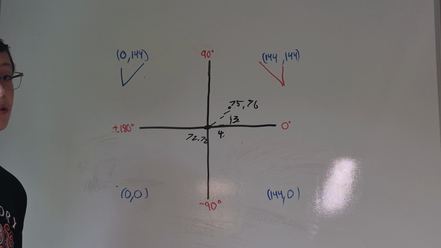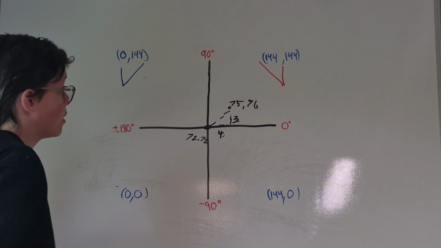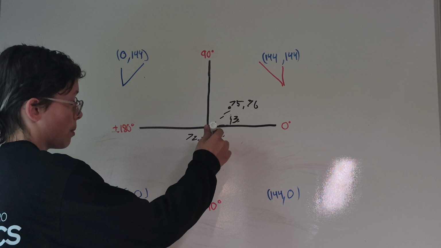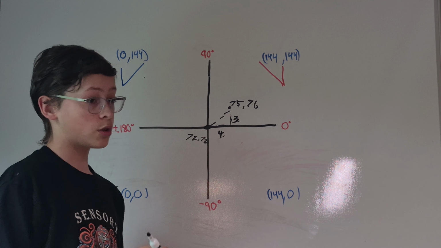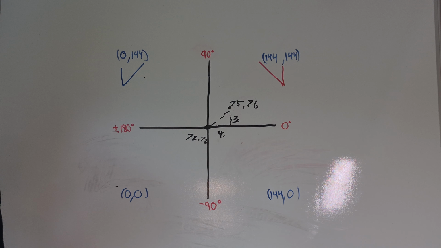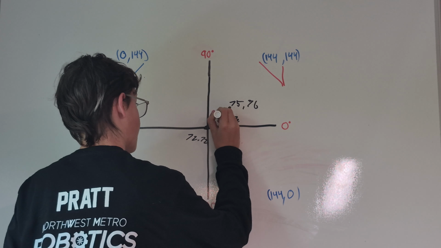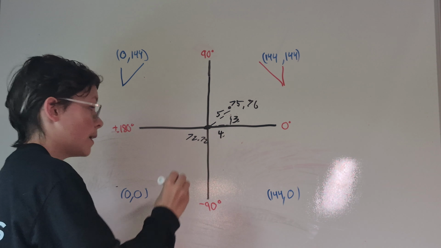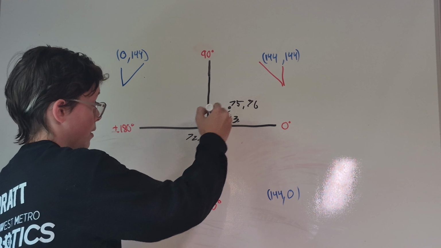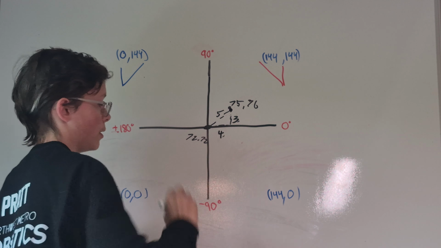This would obviously use the Pythagorean theorem. The Pythagorean theorem is a squared plus b squared equals c squared. In Android Studio, though, it is known as the hypot equation, hypotenuse or something. So that would give us 5. And that would give us our distance from this point to that point.